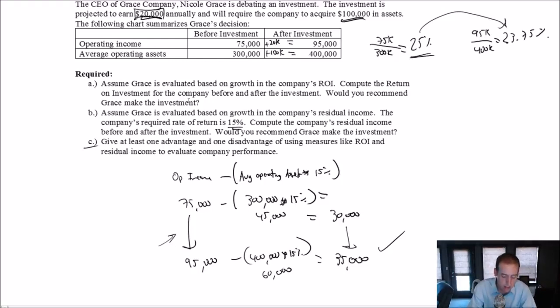Other disadvantages here, well, both of these, ROI and residual income, tend to be backwards looking. They're looking at accounting data. Accounting data is driven by past performance, not future performance. So those are a couple of big drawbacks. I think I've given a couple of advantages here as well.